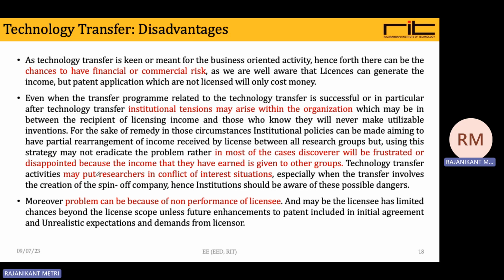Technology transfer activities may put researchers in conflict of interest situations, especially when the transfer involves the creation of a spin-off company. Hence, institutions should be aware of these possible dangers. Again, problems can arise because of non-performance of the license, and maybe the license has limited chances beyond the license scope unless future enhancements to the patent are included in the initial agreement, and unrealistic expectations and demands from the licensor.